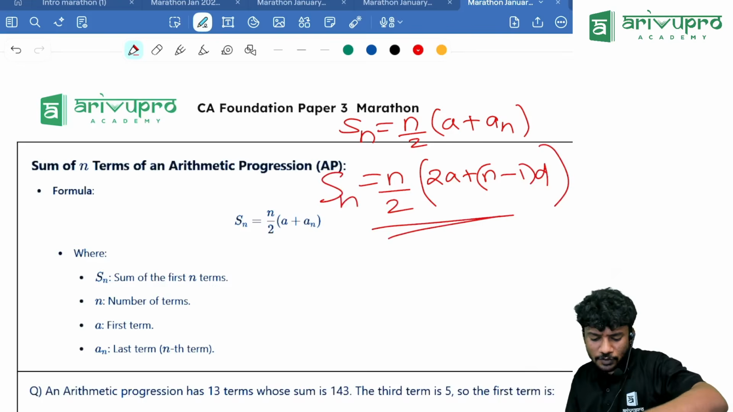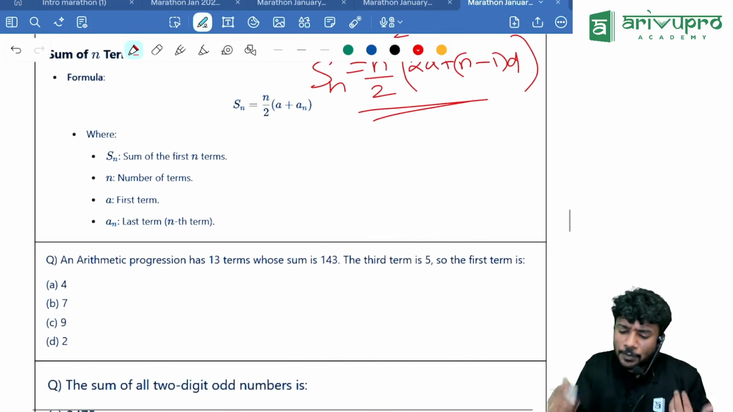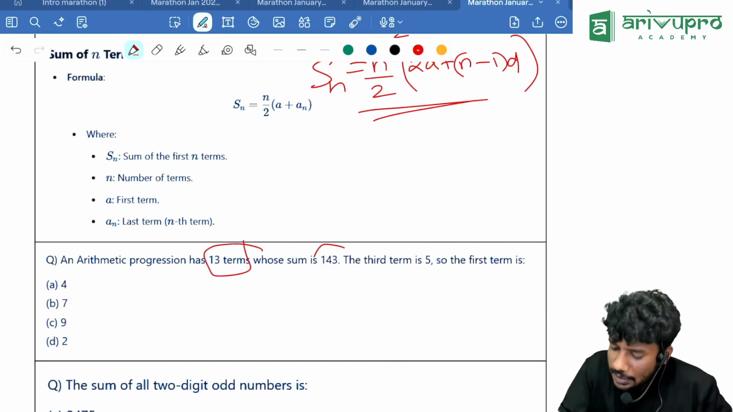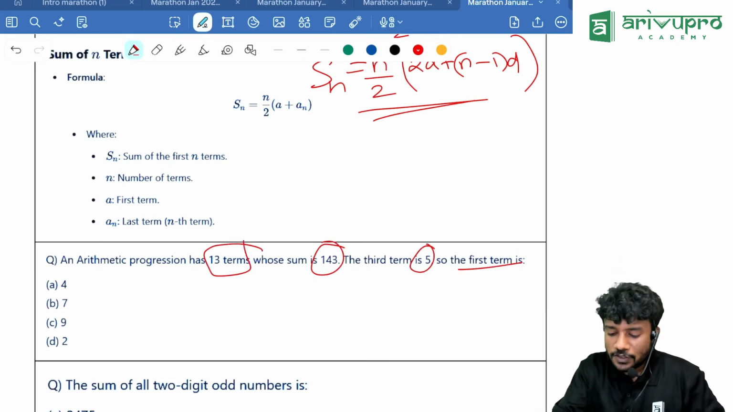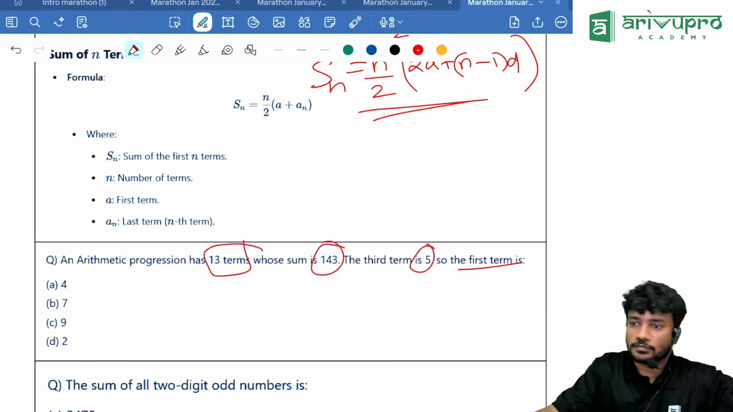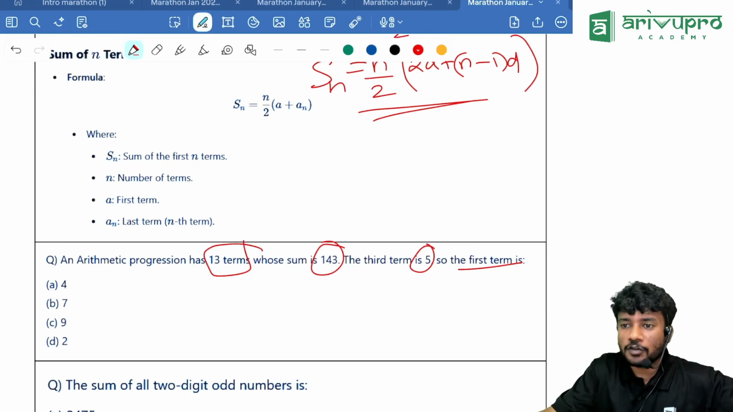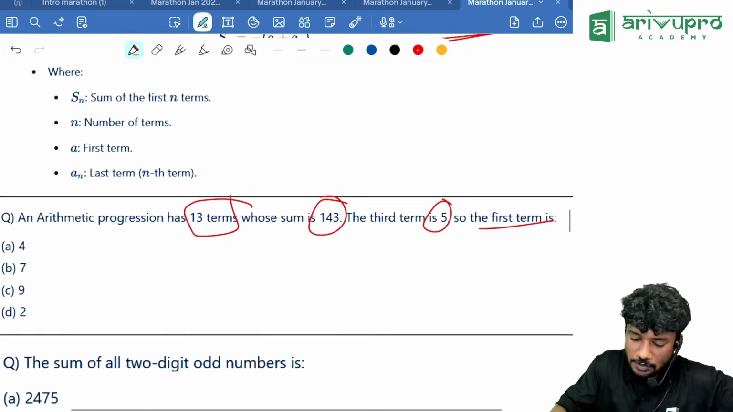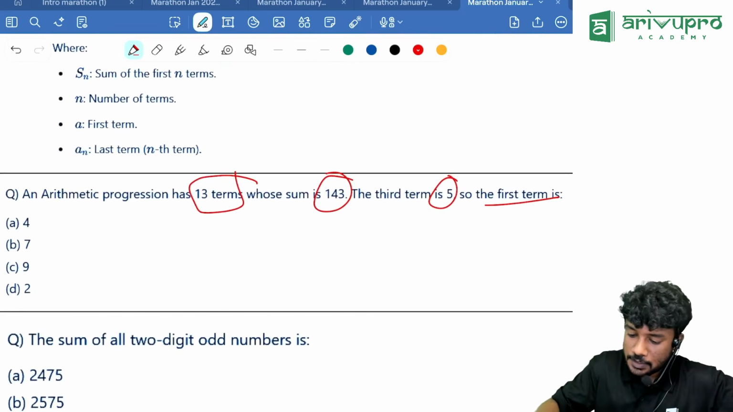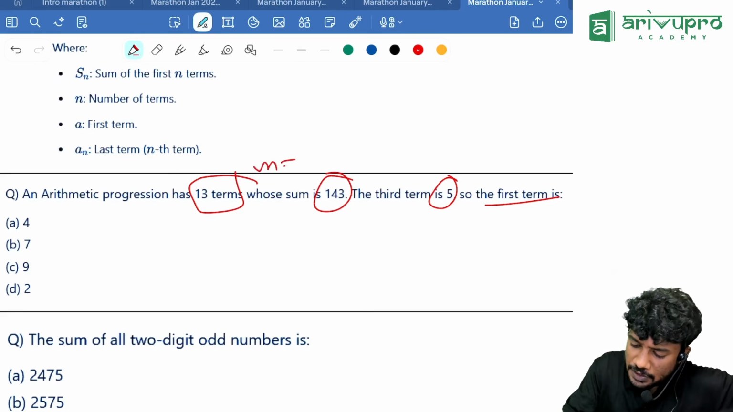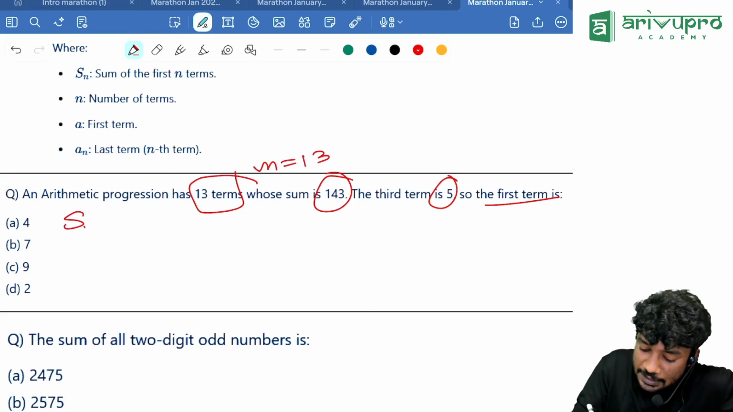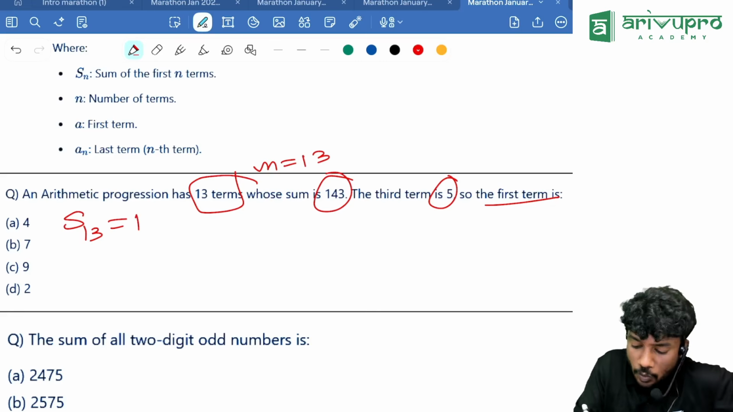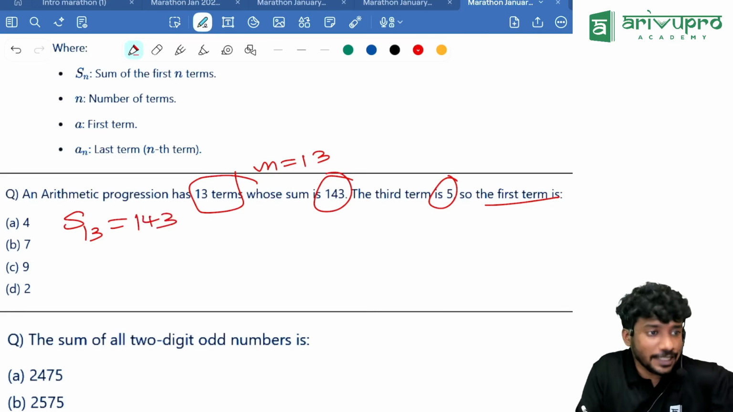Okay. Now the first question. An arithmetic progression has 13 terms and the sum is 143. The third term is 5. So the first term is how much? How to find this? The arithmetic progression has how many terms? The n value is how much? 13. Whose sum is 143? That means S13 is equal to 143.